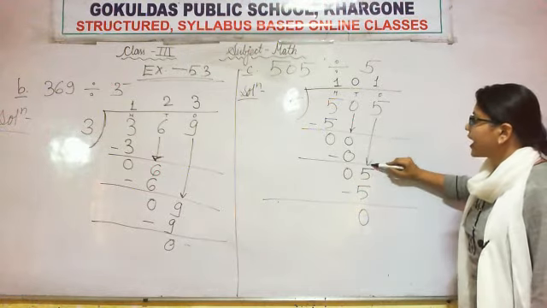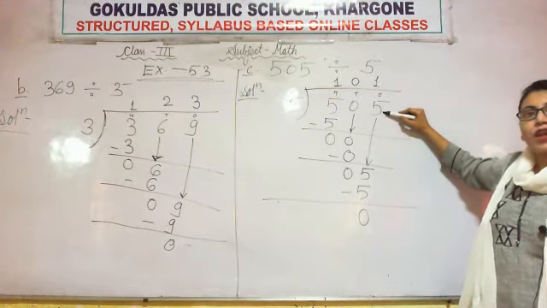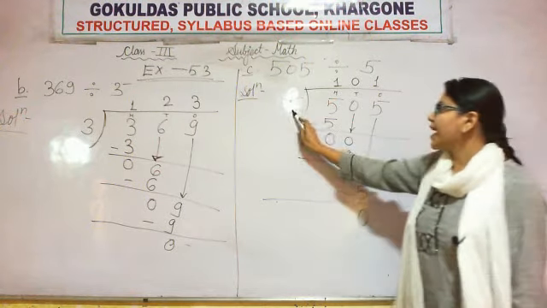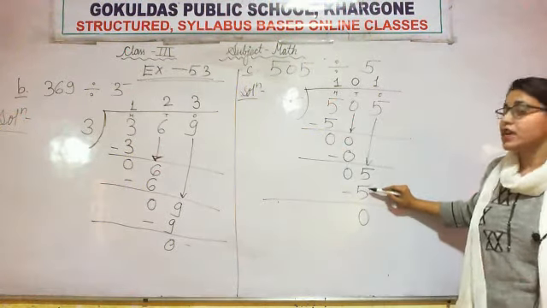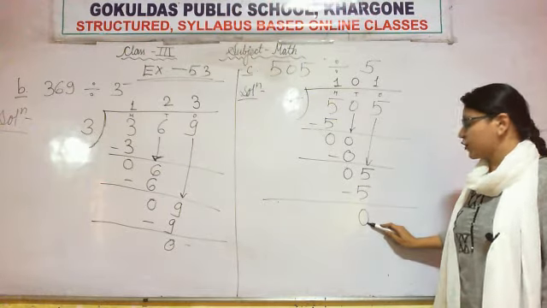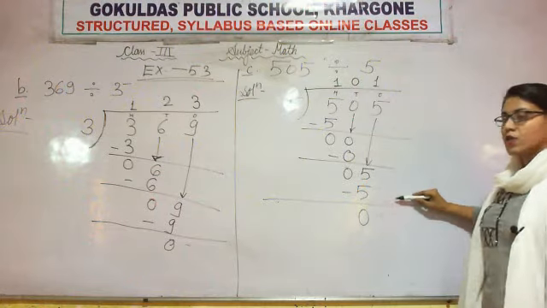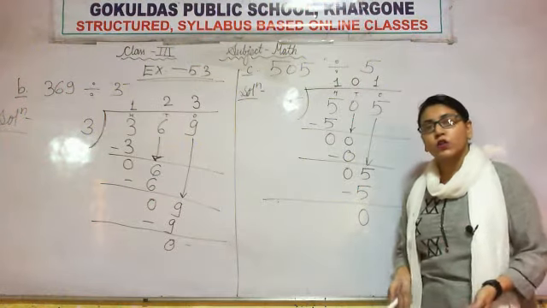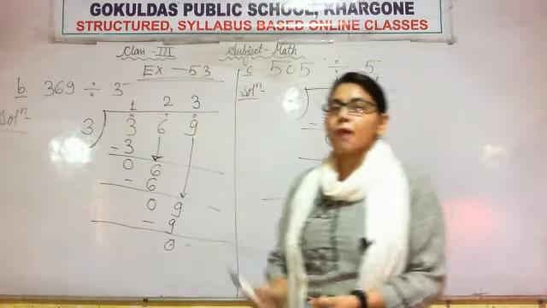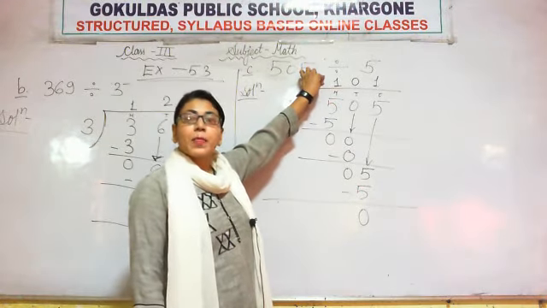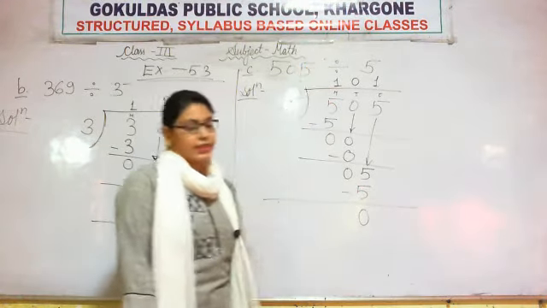Now we'll bring down the next number. Our next number is 5. So we brought down 5 here. Now 5 ones are 5 once again. 5 minus 5 is 0. We got 0. No number is there to bring down and we got 0 as remainder. So here we'll stop our division process. 101 is our quotient with remainder 0.